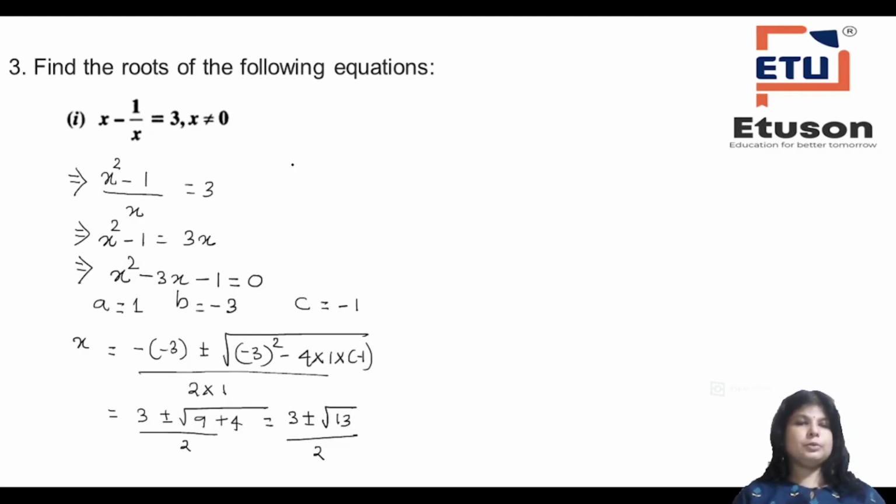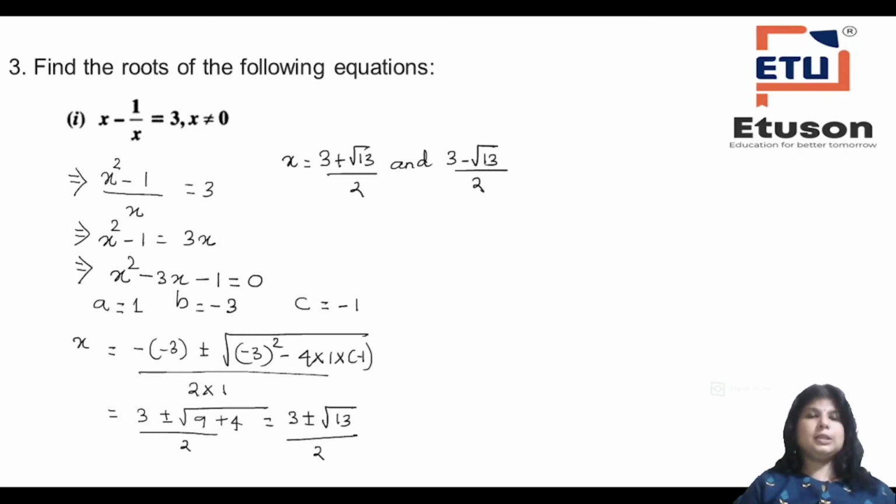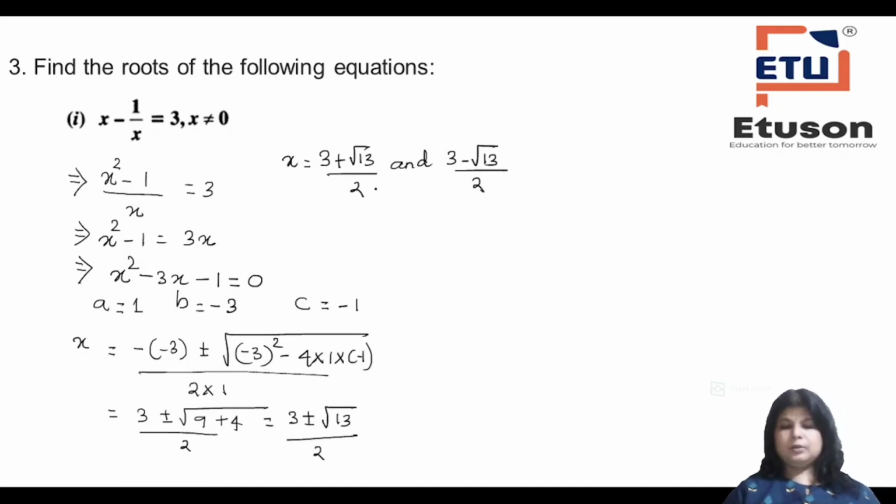So what will be the roots of your equation? So x is equal to 3 plus root 13 divided by 2 and 3 minus root 13 divided by 2. Correct, children? Hope you have understood.